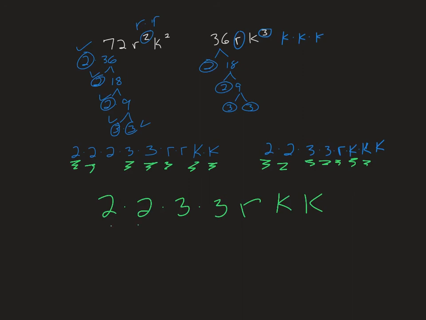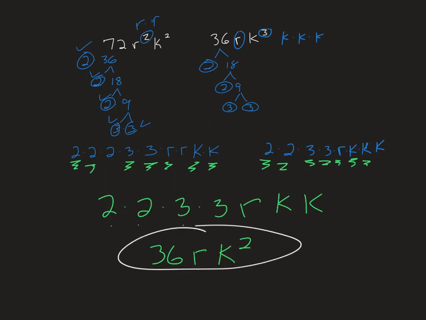So 2 times 2 is 4. 4 times 3 is 12. 12 times 3 is 36. And we've got an R and then a K to the second power. So the greatest common factor of those two monomials is 36 R K to the second power.